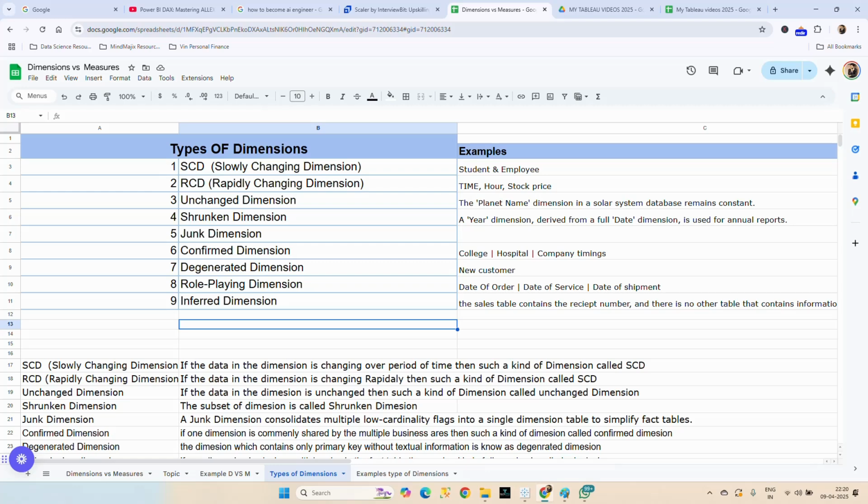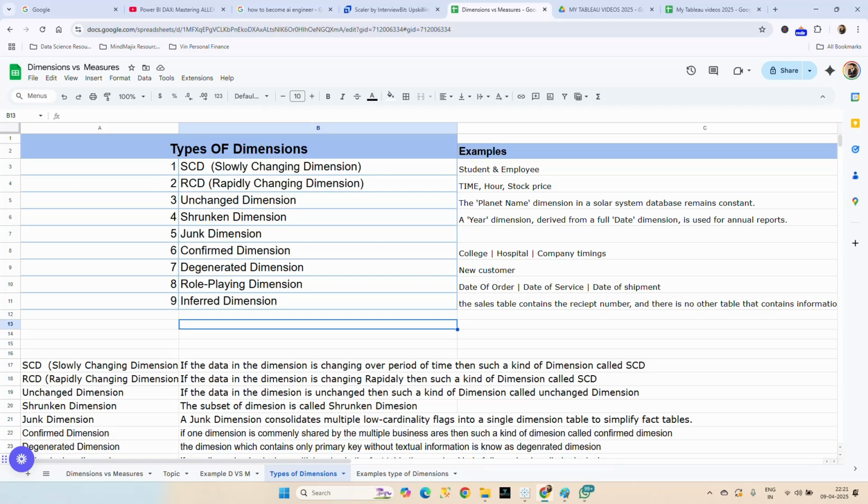Now I can talk about types of dimensions. We have 9 types of dimensions. One, SCD, slowly changing dimension. RCD, rapidly changing dimension. Unchanged dimension. Shrunken dimension. Junk dimension. Conformed dimension. Degenerated dimension. Role playing dimension. Inferred dimensions. Now we can see them one by one.